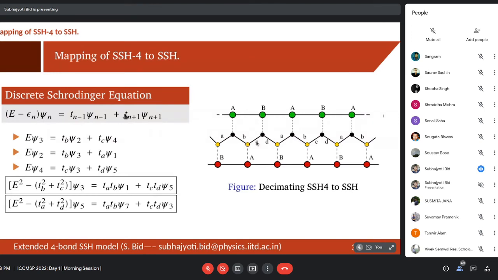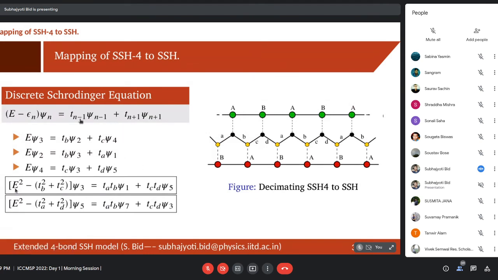This is the SSH4 chain, TATB, TCTD repeated. I number the atoms as 1, 2, 3, 4, and what I do is I eliminate all the even number atoms like this. I use the discrete Schrodinger equation. I write the discrete Schrodinger equation for site 3, site 2, site 4, and I replace this. Just simple algebra. And what I get is a coupling between sites 1, 3, 5, 7, 9, these odd number sites. And then the discrete Schrodinger equation looks like this. So the first question is solved. The topological phase transition is happening in decimated or renormalized space. That's why this product hopping is arising, and it has a dimension of energy square.